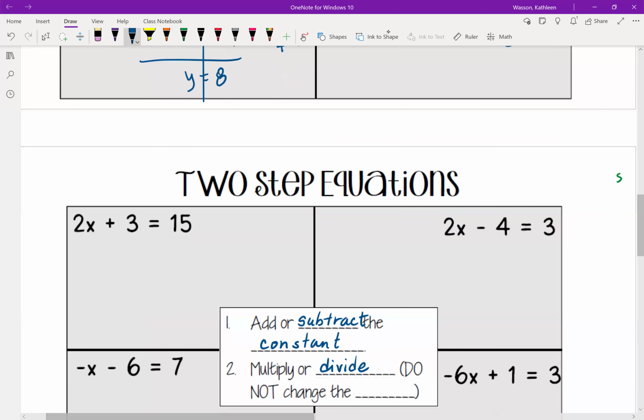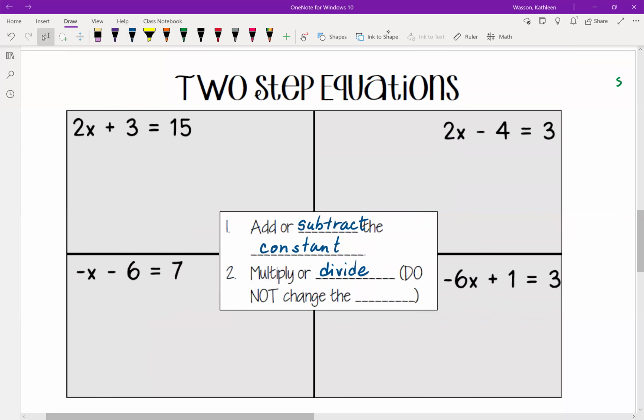We'll also solve two-step equations. To solve two-step equations, we'll add or subtract the constant first, and we'll multiply or divide the coefficient next.